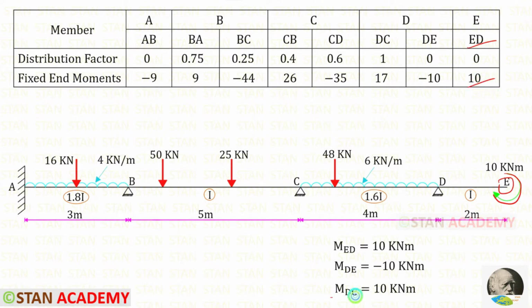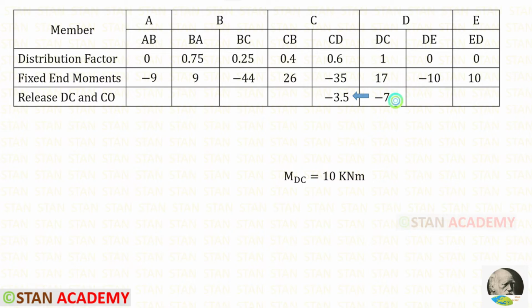Also, we know that MDC is 10 kilonewton meter. In DC, we have the fixed end moment as 17. We have to make DC as 10 kilonewton meter. When we add minus 7 with 17, we will get 10. We have released DC and we have to give the carryover from DC to CD. Minus 7 by 2, we will get minus 3.5.